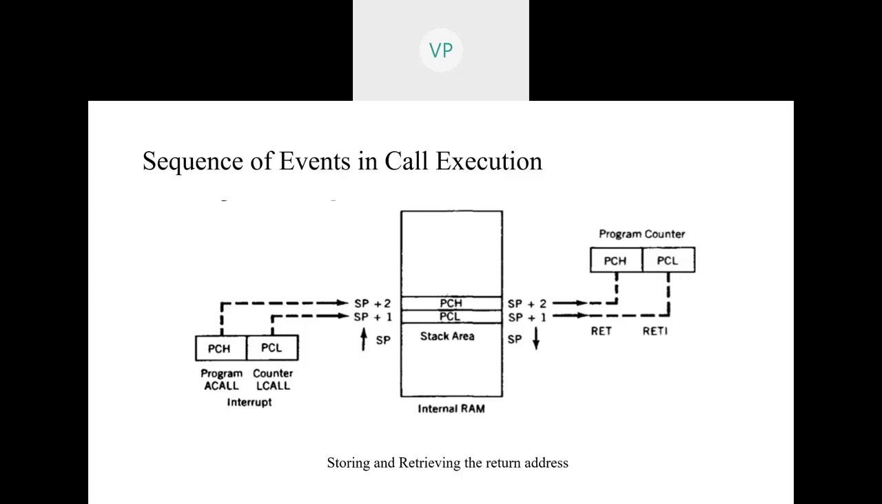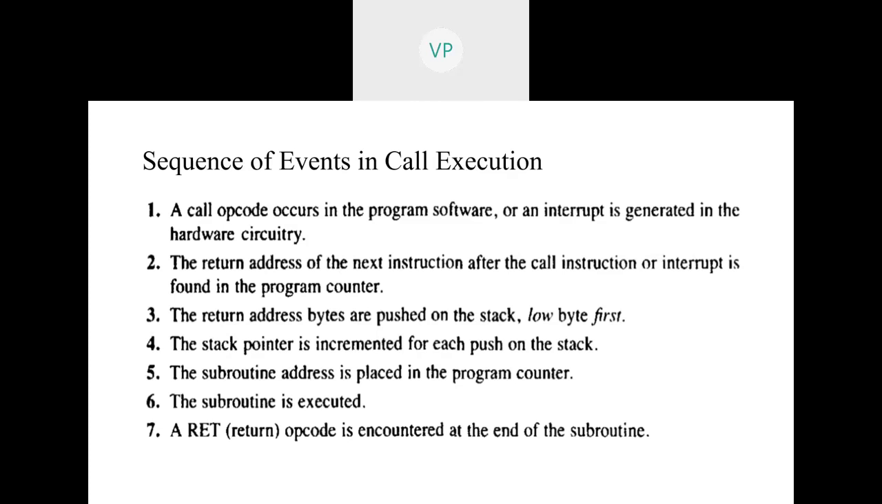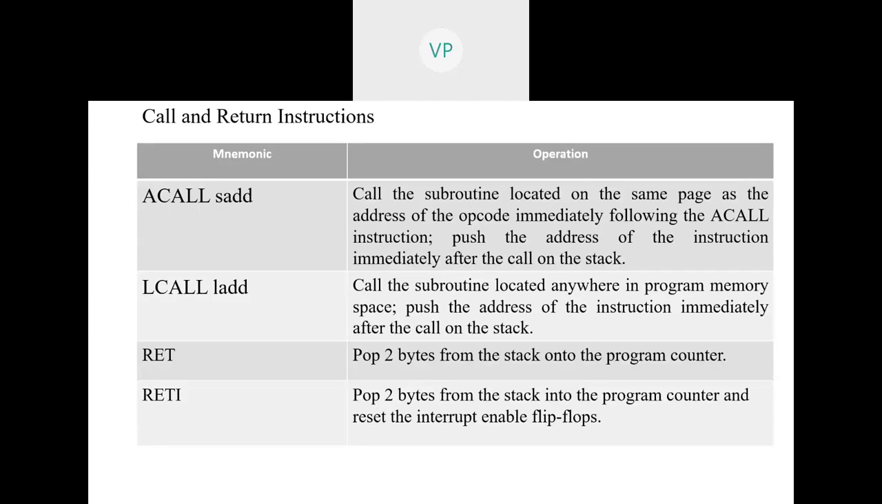Now the PC is holding the address where the processor has to start executing in the main program. And these are the steps which take place after the call execution. I've just summarized the same things I explained through the diagram. This is about the call instruction, and some of the mnemonics we have in the 8051 instruction set for call and return.